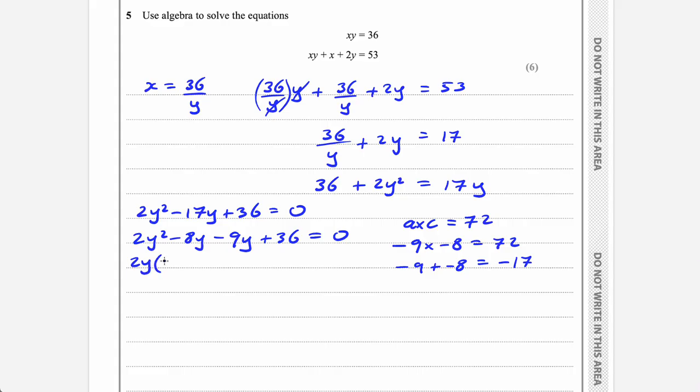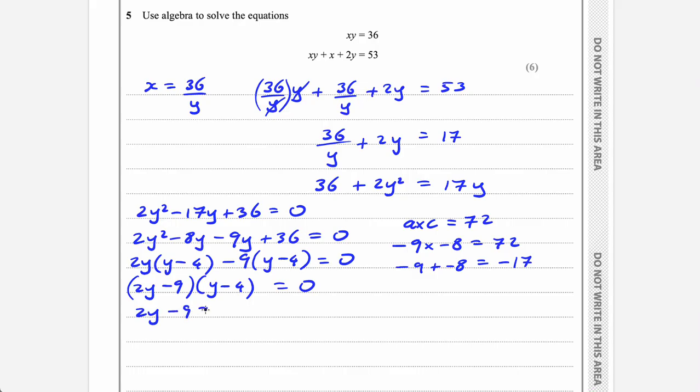2y, I'll just go through this quickly, guys. Y minus 4, minus 9 into y minus 4 equals 0. Oh, sorry, factors, guys. 2y minus 9 times y minus 4 equals 0. 2y minus 9 equals 0, or y minus 4 equals 0. Y is 9 over 2, or y is 4.